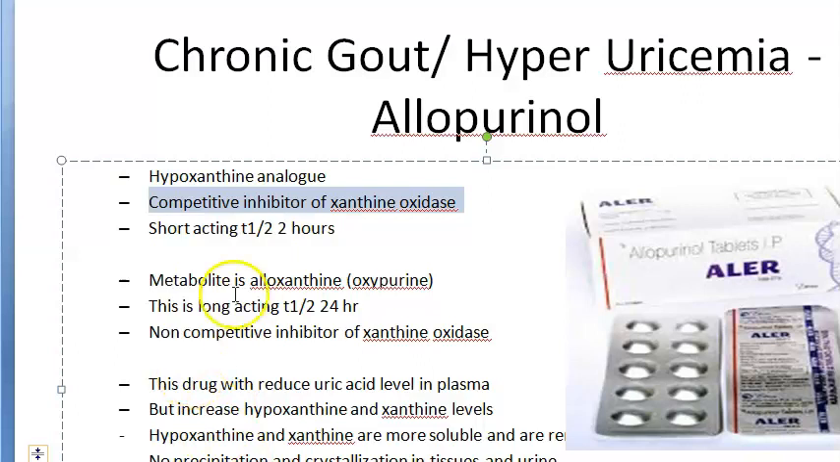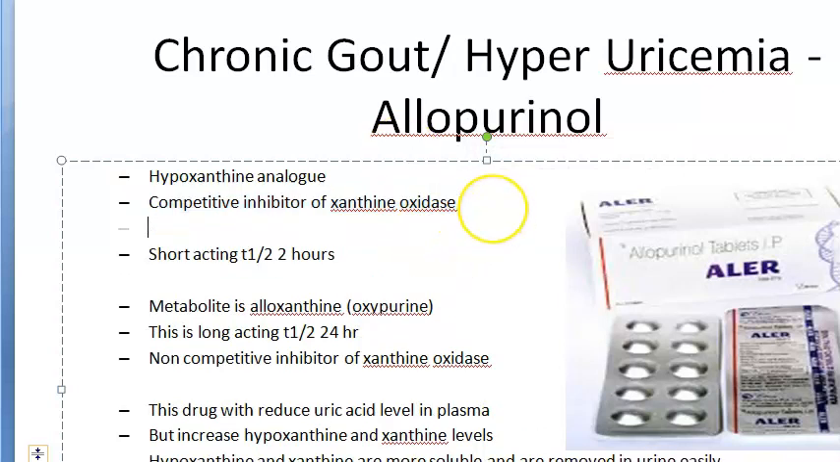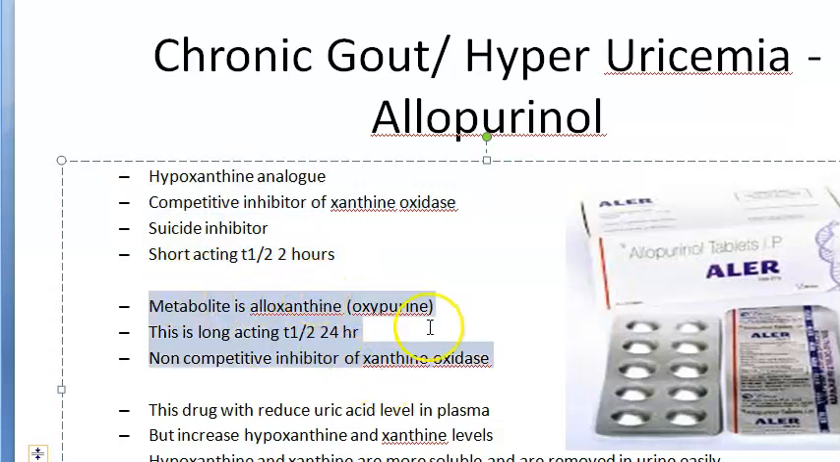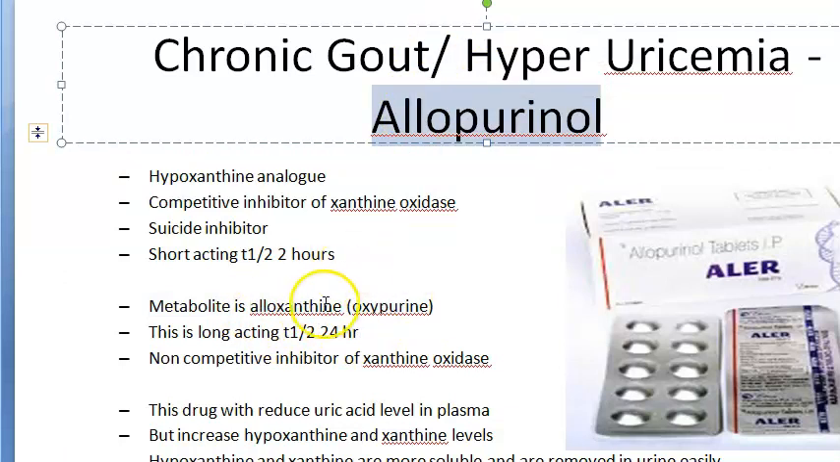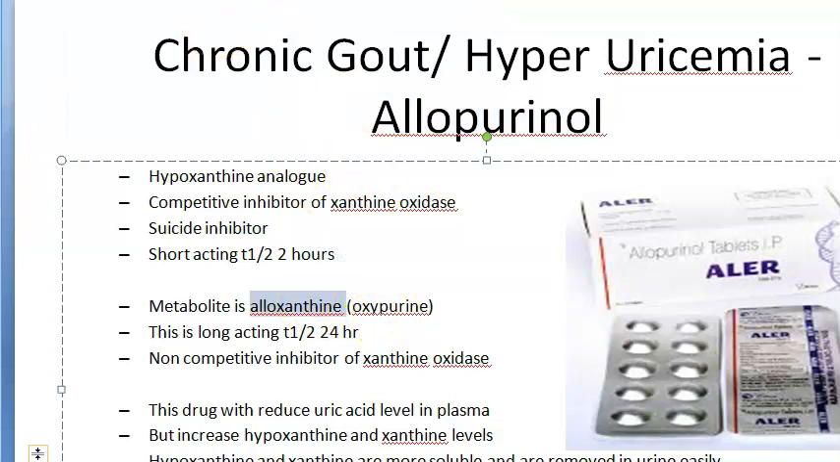So here we saw that it is a competitive inhibitor of xanthine oxidase. It's a suicide inhibitor. That also, if you want, you can remember. So it has short action of 2 hours. But the thing is, this allopurinol becomes another metabolite, which is alloxanthine. So there are 2 things here. Allopurinol becomes alloxanthine. So when it becomes alloxanthine, this one has long action, and it's a non-competitive inhibitor of xanthine oxidase.